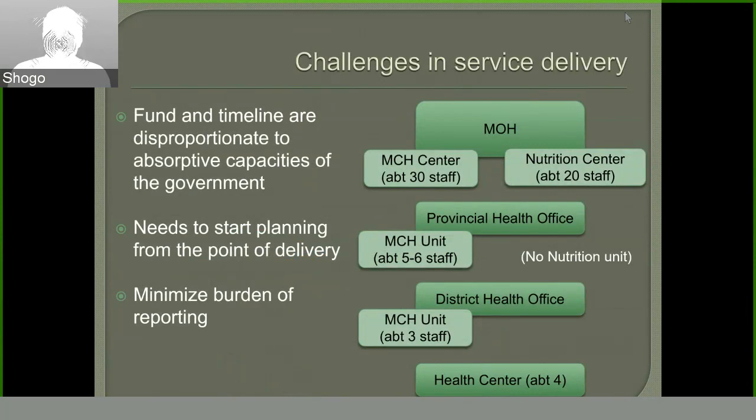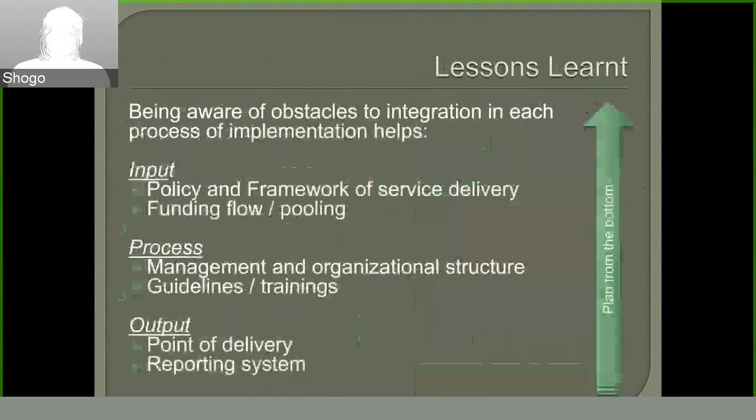So this is the second-to-last, the lessons learned. Next slide. Yes, thank you. Being aware of potential obstacles, the challenges to integration in each process of implementation, will help us to design a realistic coordinated service provision.